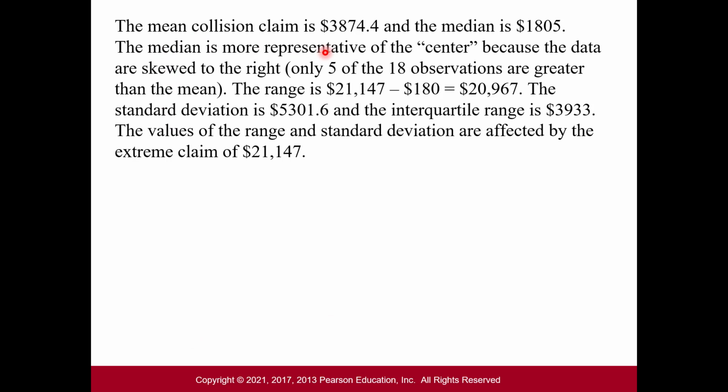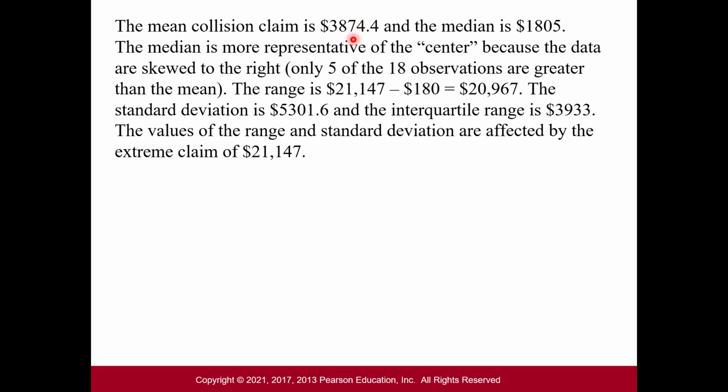Now the mean collision claim was $3,874.40, but the median was 1,805. So the median is more representative of the center because the data is skewed to the right. Only 5 of the 18 observations are greater than the mean. Because we had such a large value on the upper end, that $21,147 value, that's what made the data skew to the right and which made the mean so large.